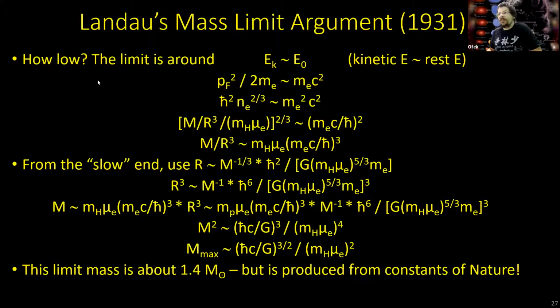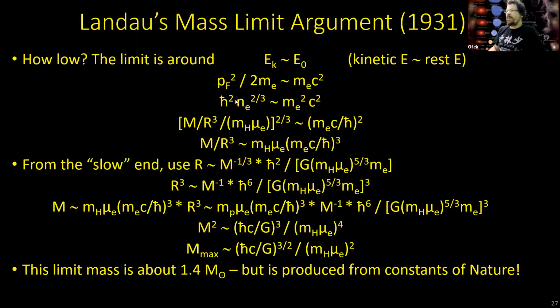What is that limit? If I want electrons to be non-relativistic, I'm going to put the limit at the point where they become relativistic, which is approximately when the kinetic energy is of the order of the rest mass energy. So E kinetic is approximately equal to E naught, the rest mass energy. In other words, I'm equating the classical kinetic energy, p squared over 2m, to the rest mass energy in relativity, which is mc squared.